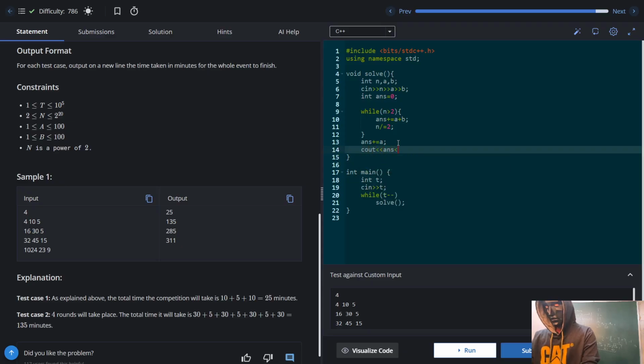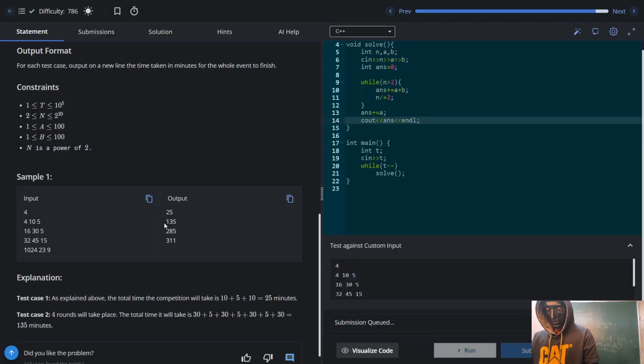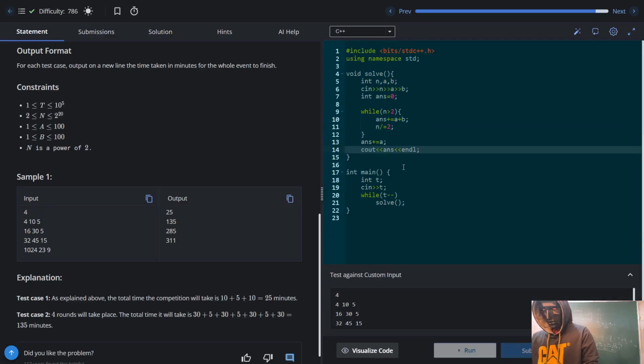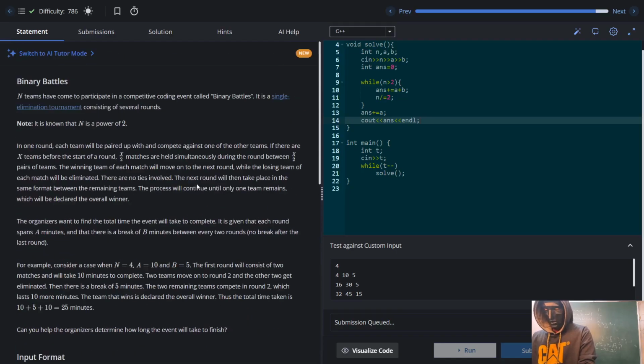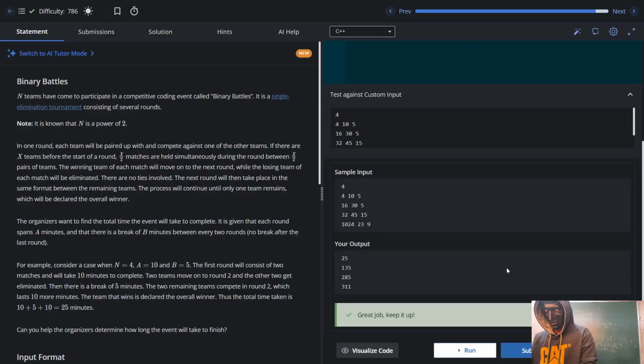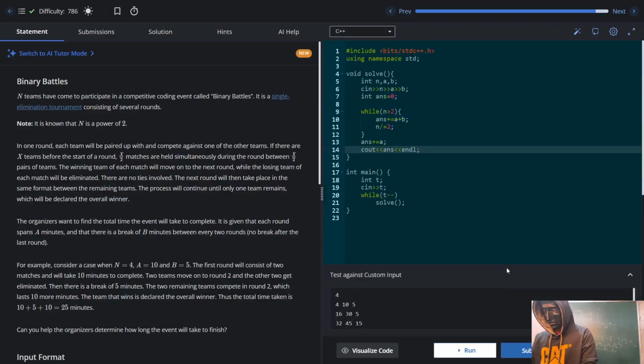Let's try to display this. So we are expecting 25, 135, 285, 311. So indeed we are getting that. Let's try to submit. Yeah, it got accepted. So in this way you could have easily solved the problem.